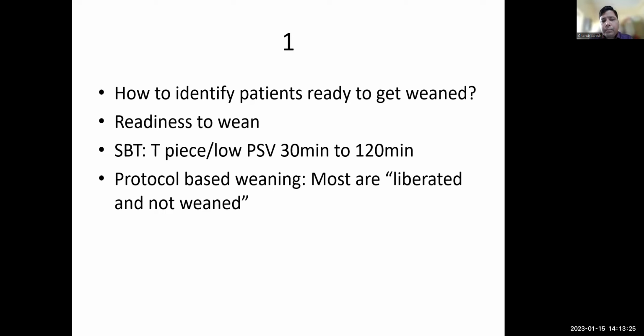But in the majority of cases, I would say 75% of patients, we don't really wean them. We decide that there's a patient who is ready to get liberated from the ventilator. We just take them off from the ventilator on a T-piece or put them on a very low pressure support, and assess how they are breathing, and then we take them off from the ventilator. So it's kind of a liberation.